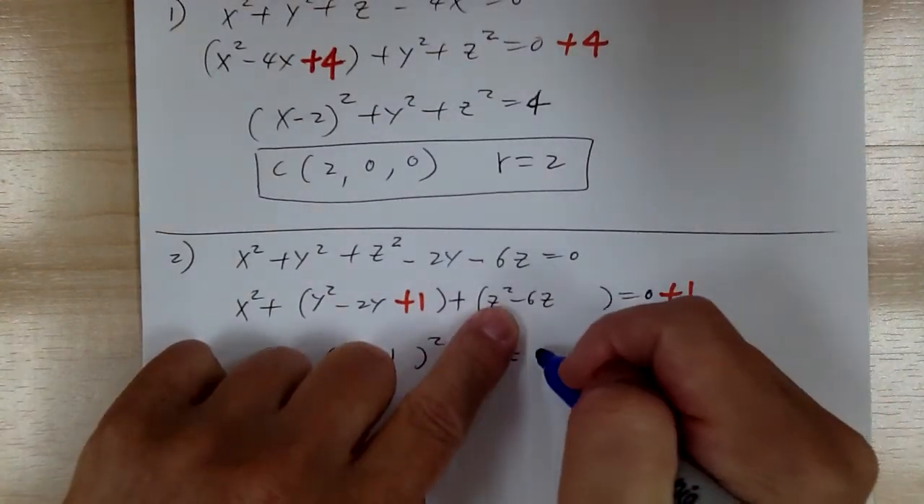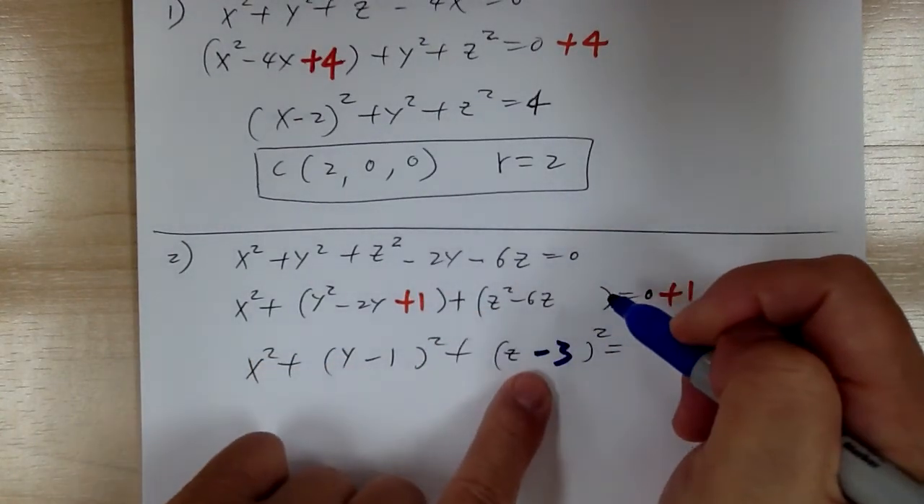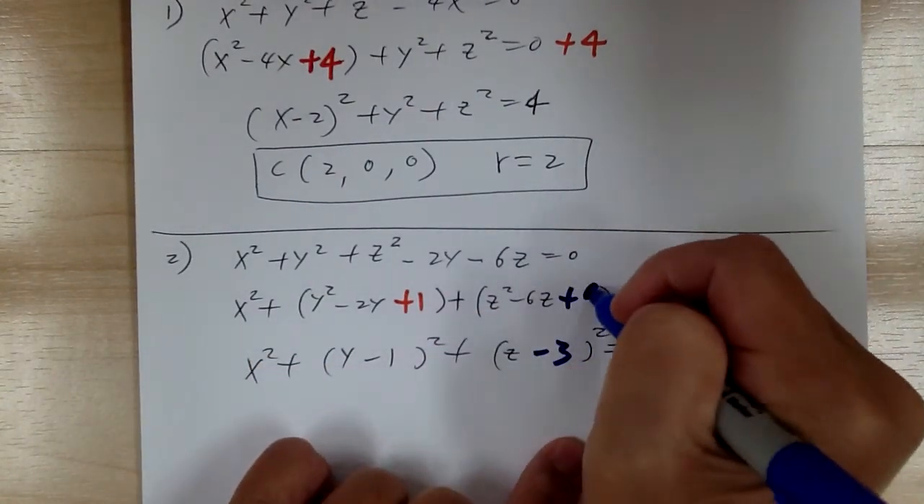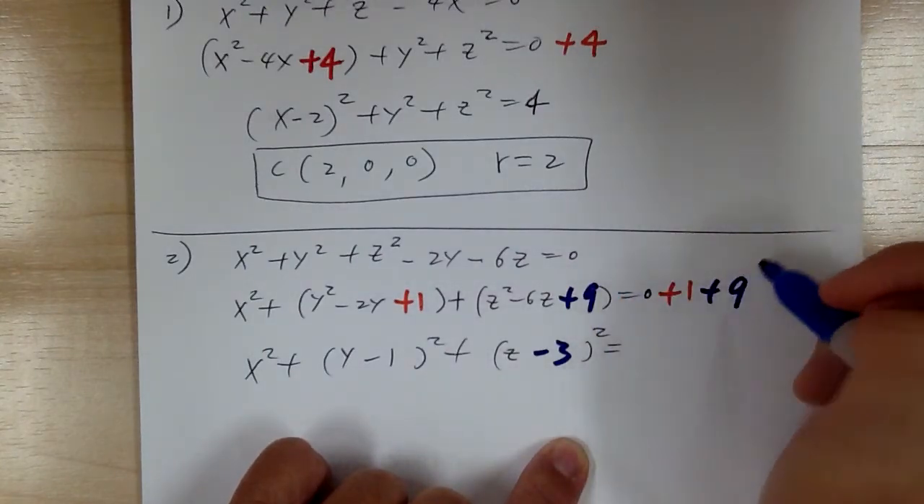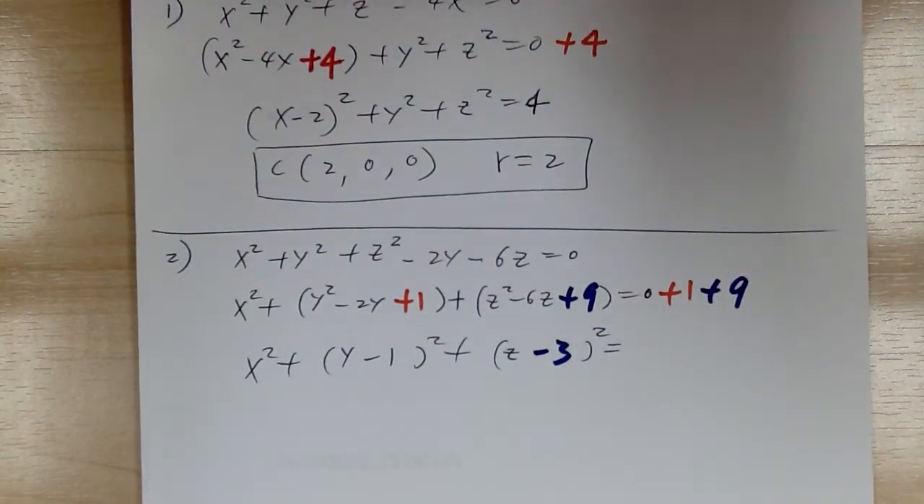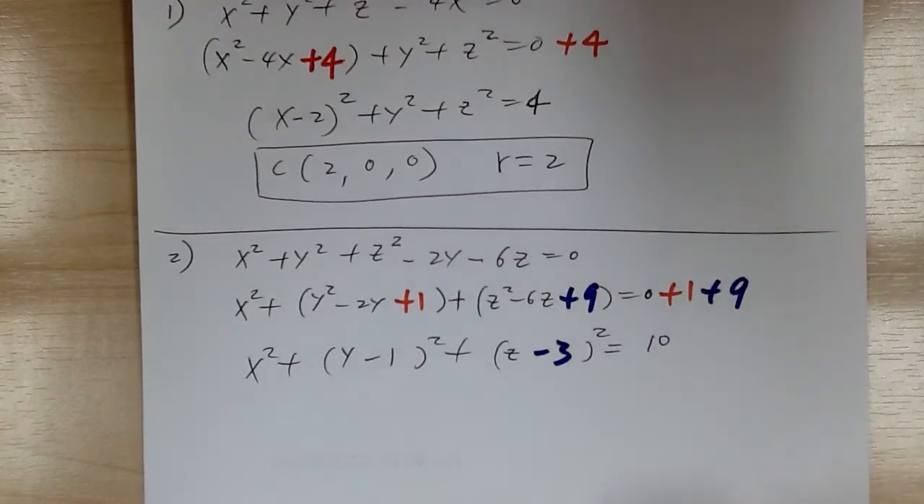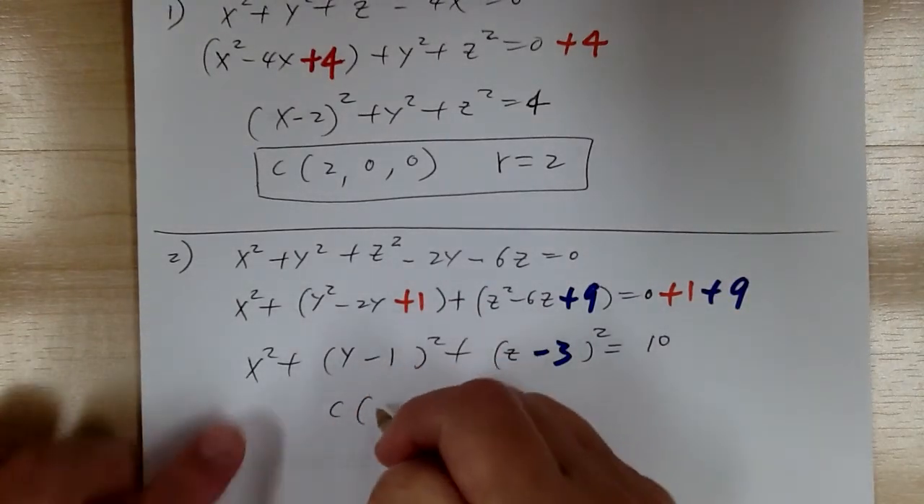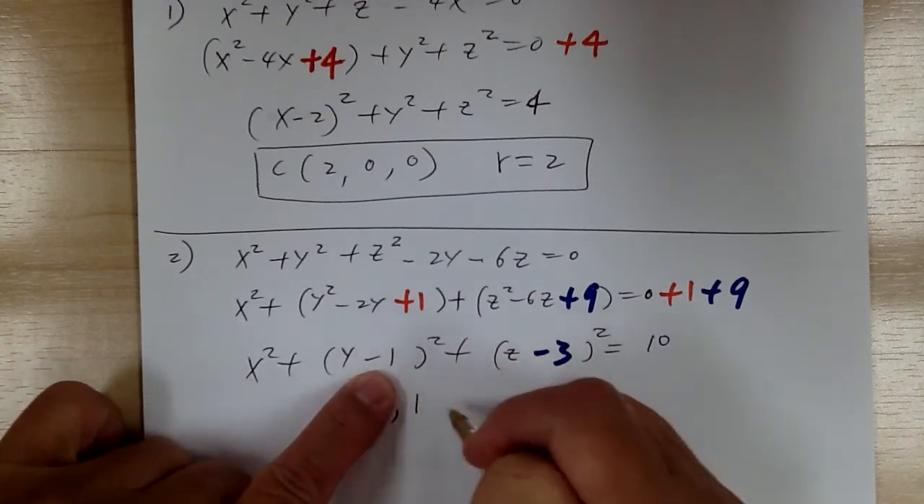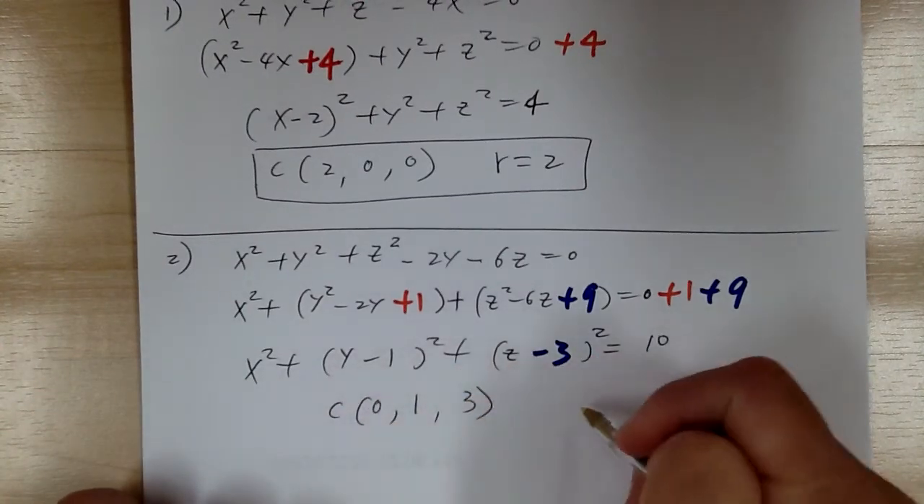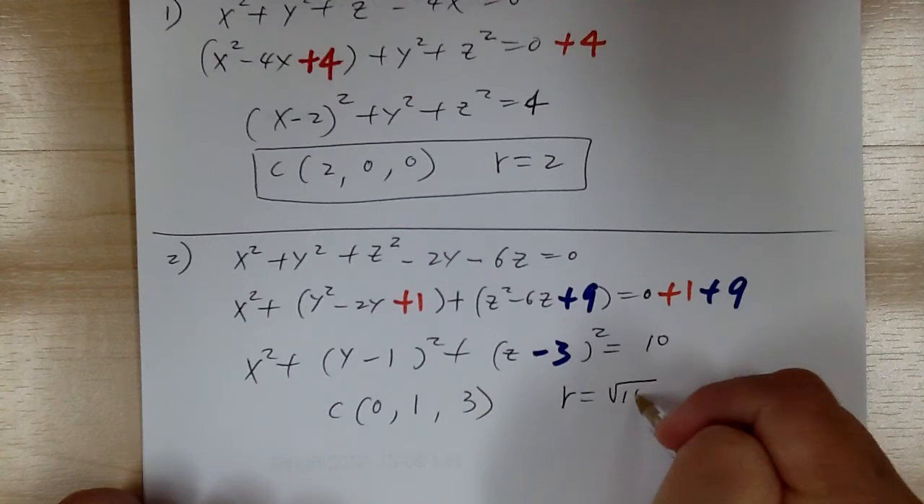This one you need to get minus 3, and so negative 3 squared gives you plus 9. So you need to add 9. And therefore you end up with 10 over here. So your center is going to be at 0, 1, 3, and the radius will equal the square root of 10.